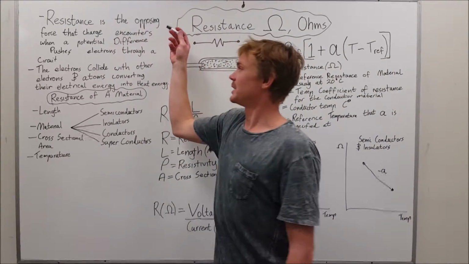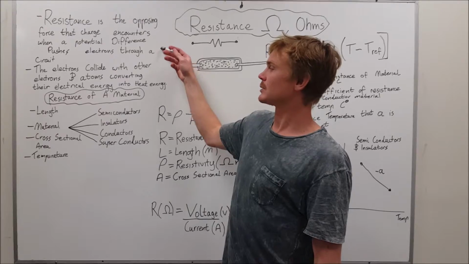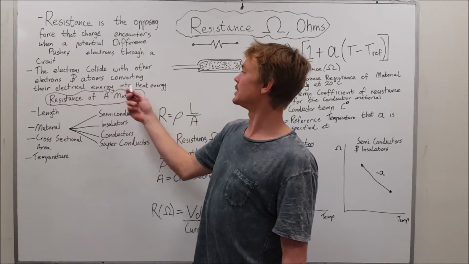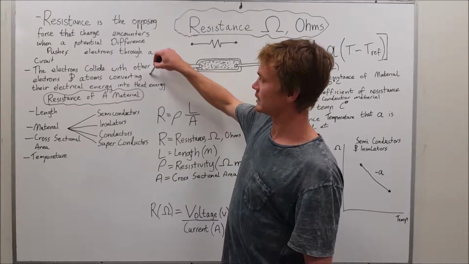Resistance is the opposing force that charge encounters when a potential difference pushes electrons through a circuit. The electrons collide with other electrons and atoms, converting their electrical energy into heat energy. This is essentially what resistance is.